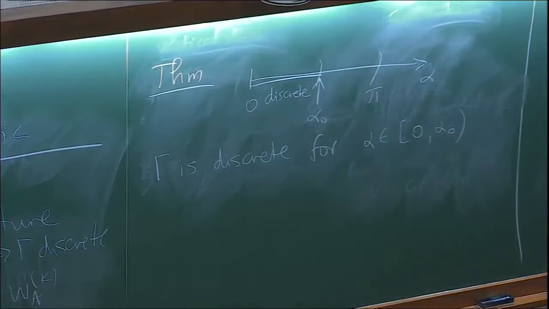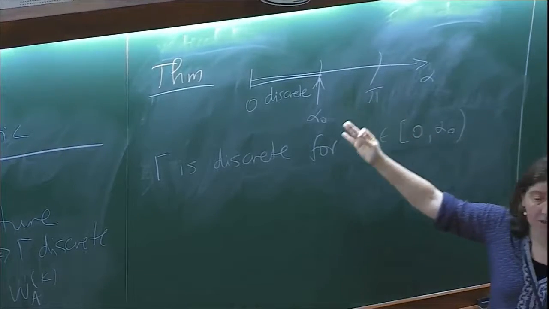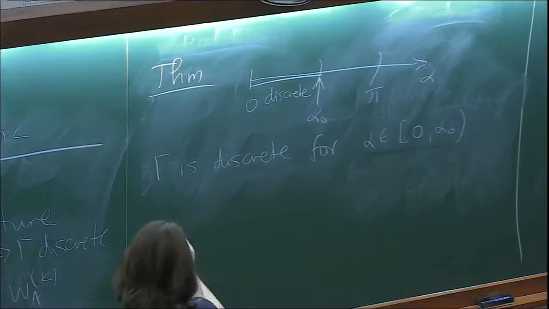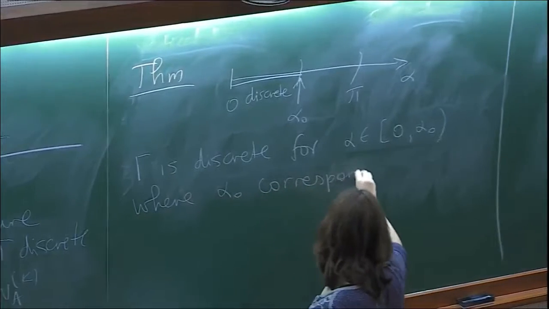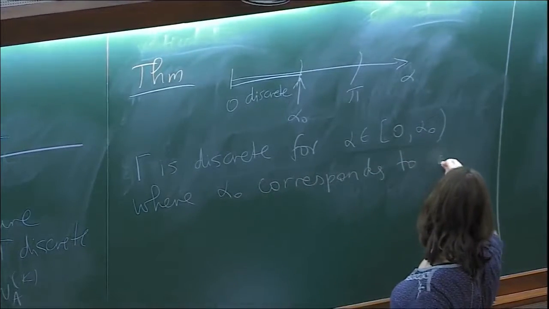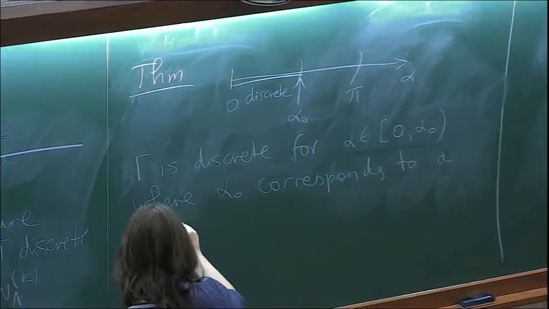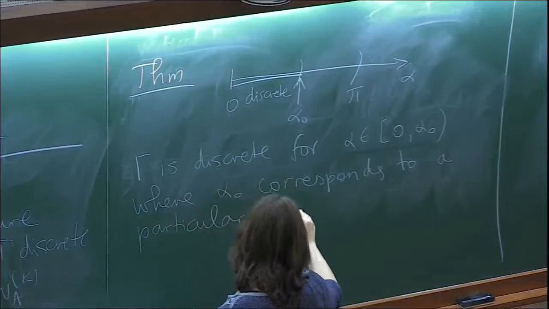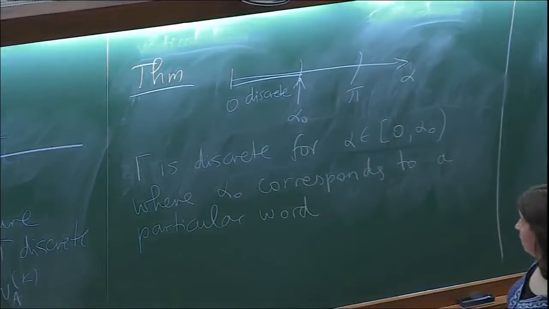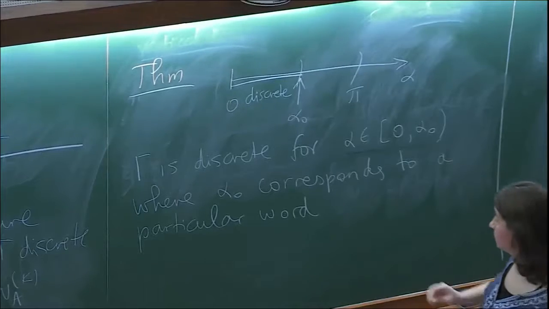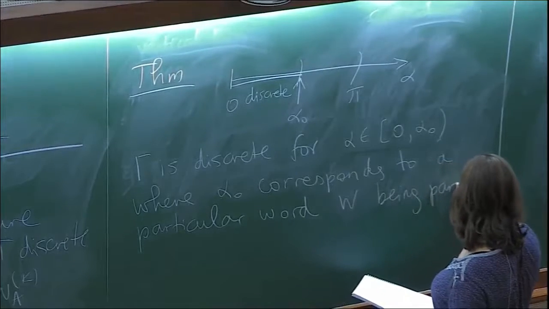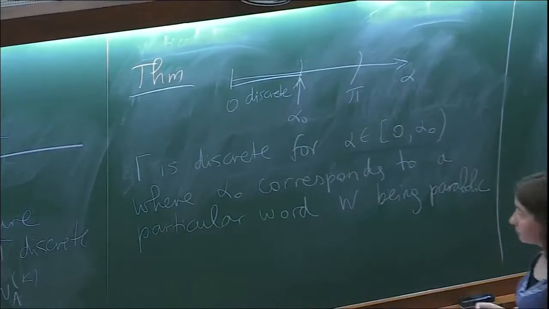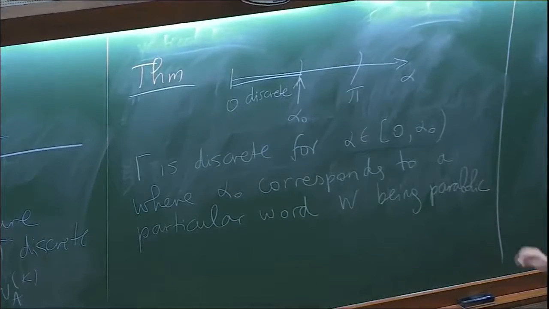We say that gamma is discrete for the values of the invariant from zero to a point where something happens, and that something is that a particular element in the group stops being loxodromic. And which word it is depends on the parameters.